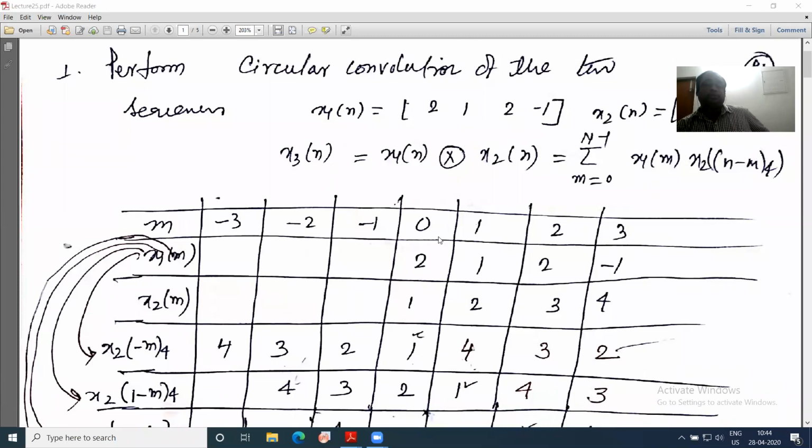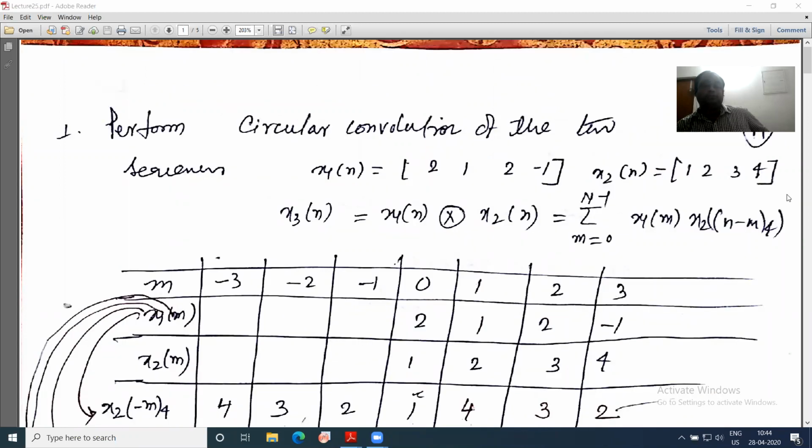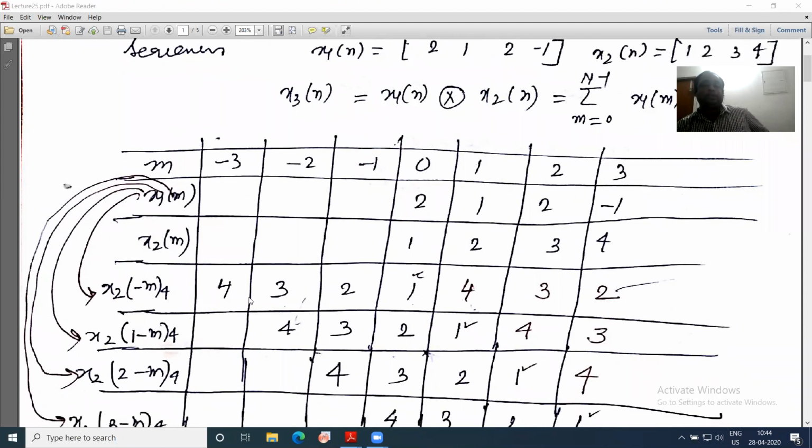Now, we'll write 0, 1, 2, 3, and we'll write minus 1, minus 2, minus 3. That is the value of m. Now, x1 of m, I am taking 2, 1, 2, minus 1. So 2, 1, 2, minus 1, that is x1 of m. Now, x2 of m, that is 1, 2, 3, 4. So all digits are different. Now, 1, 2, 3, 4, first I have written x2 of m. Then x2 of minus m, I will start from minus 3.